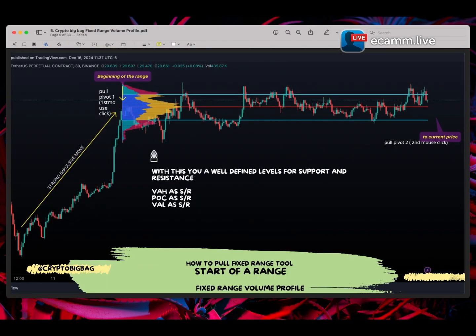You can see, this is another example of how you can pull a fixed range to measure the volume in a specific range. You can see this is an impulse. You're not measuring the impulse, you're trying to measure the range. This is the beginning of the range to this point. So you pull it from the beginning of the range to the current price. You get key levels like value area high, POC, and value area low.